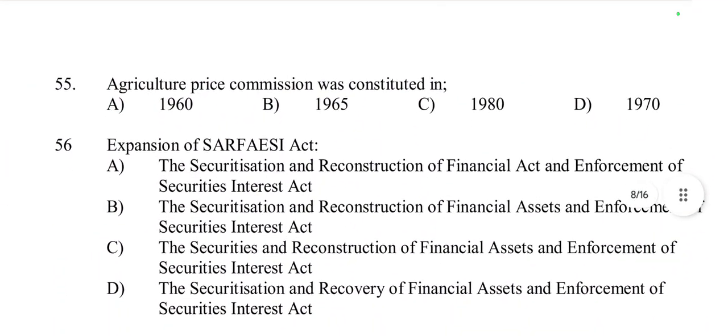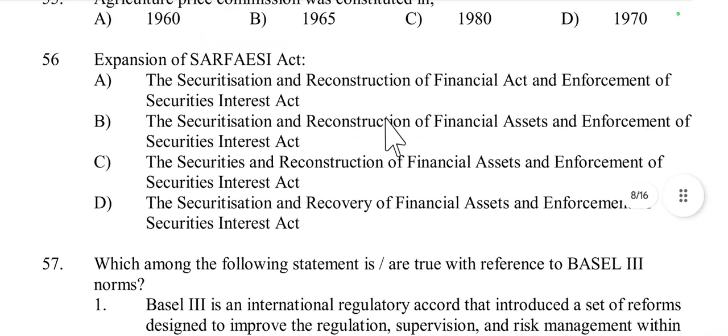Then question number 55. Agriculture Price Commission was constituted in 1960, 1965, 1980, 1970. So this Agriculture Price Commission was constituted in 1965. Option B.